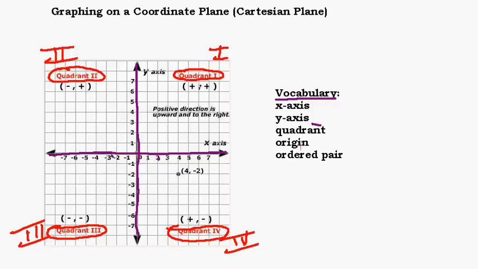The next vocabulary word we have is origin. The origin is the point where the two axes cross, right there, right in the middle. That point is called the origin.